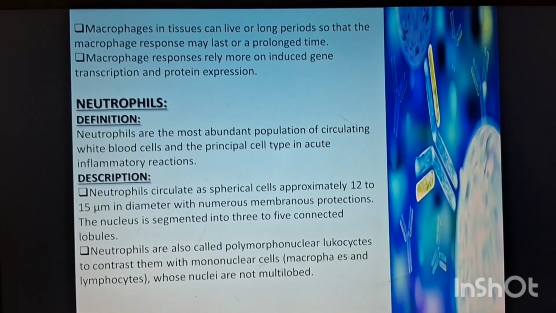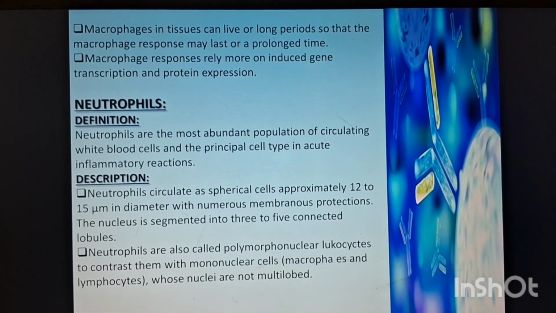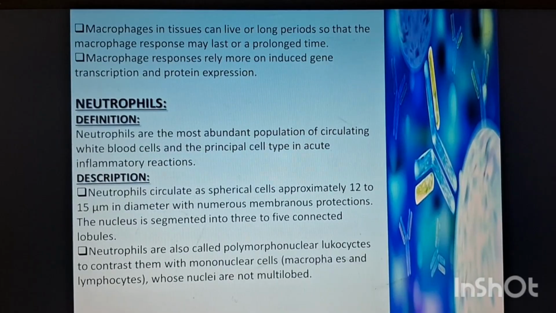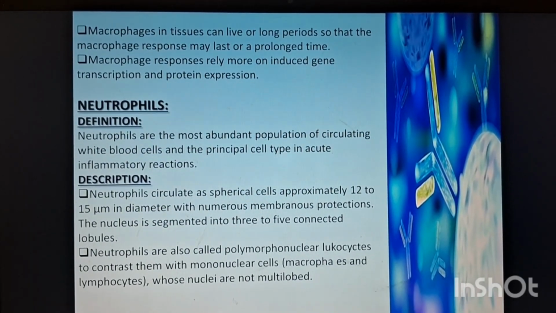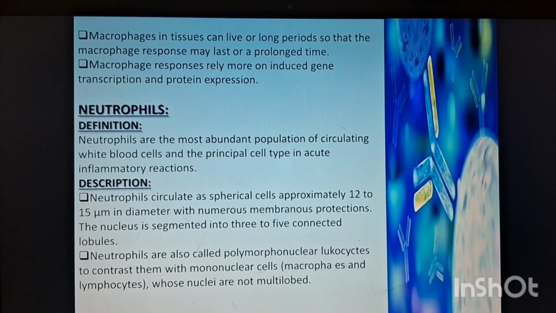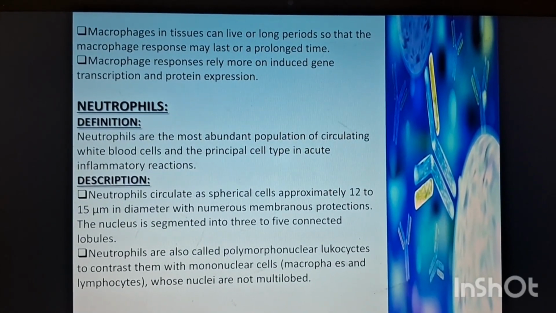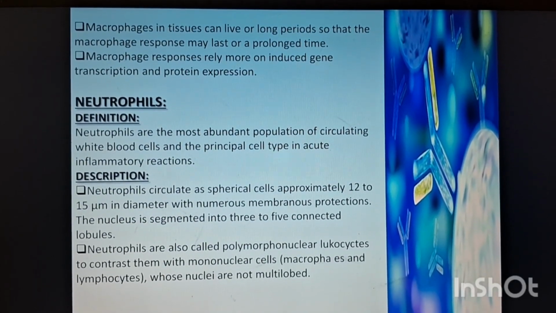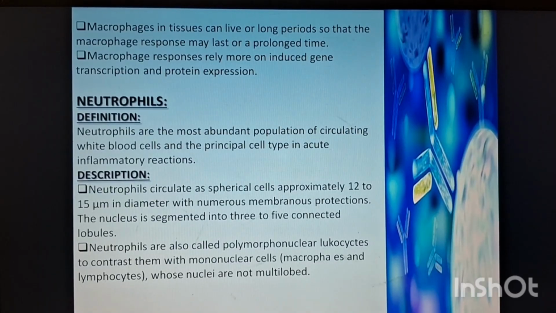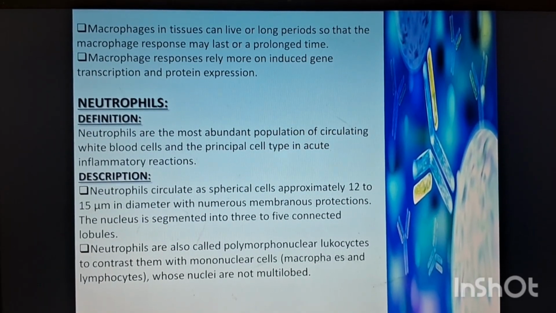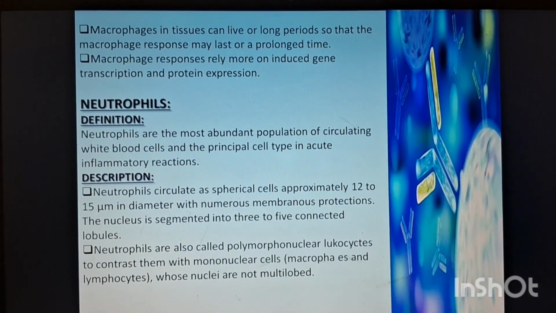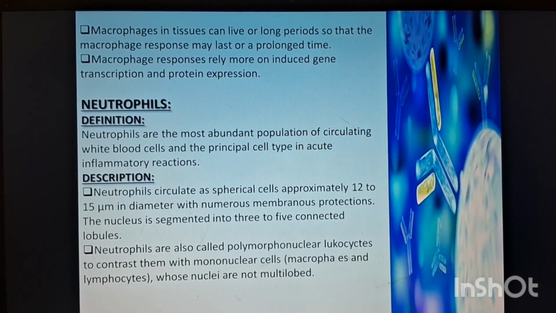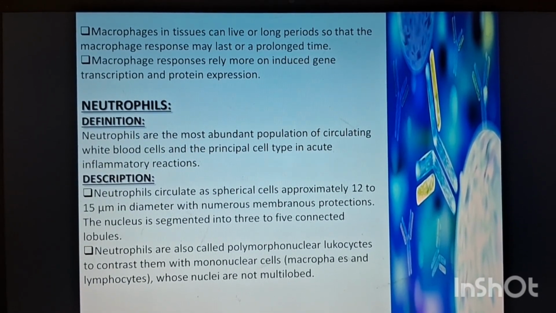Next cell is neutrophils. What are neutrophils? Neutrophils are the most abundant population of circulating white blood cells, and the principal cell type in acute inflammatory reactions. Description of the neutrophils: neutrophils circulate as spherical cells approximately 12 to 15 micrometers in diameter with numerous membranous projections, and the nucleus is segmented into 3 to 5 connected lobules.